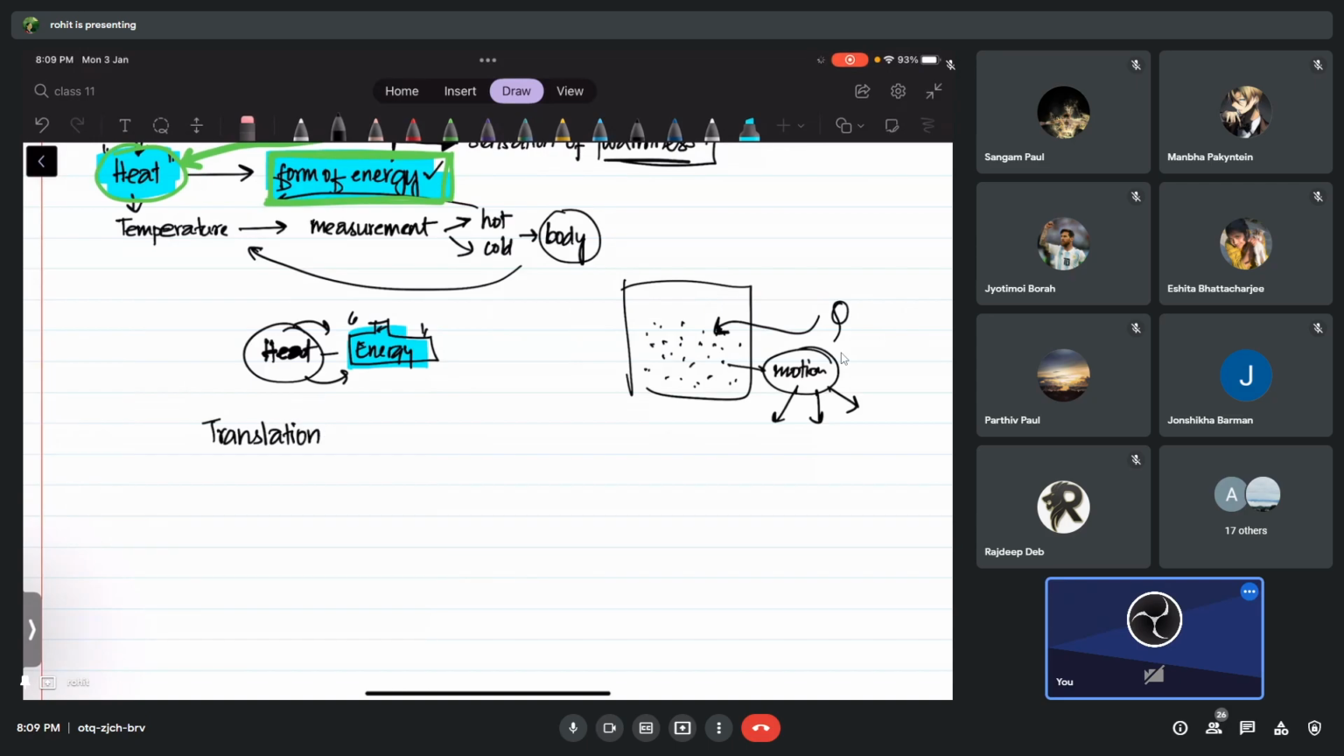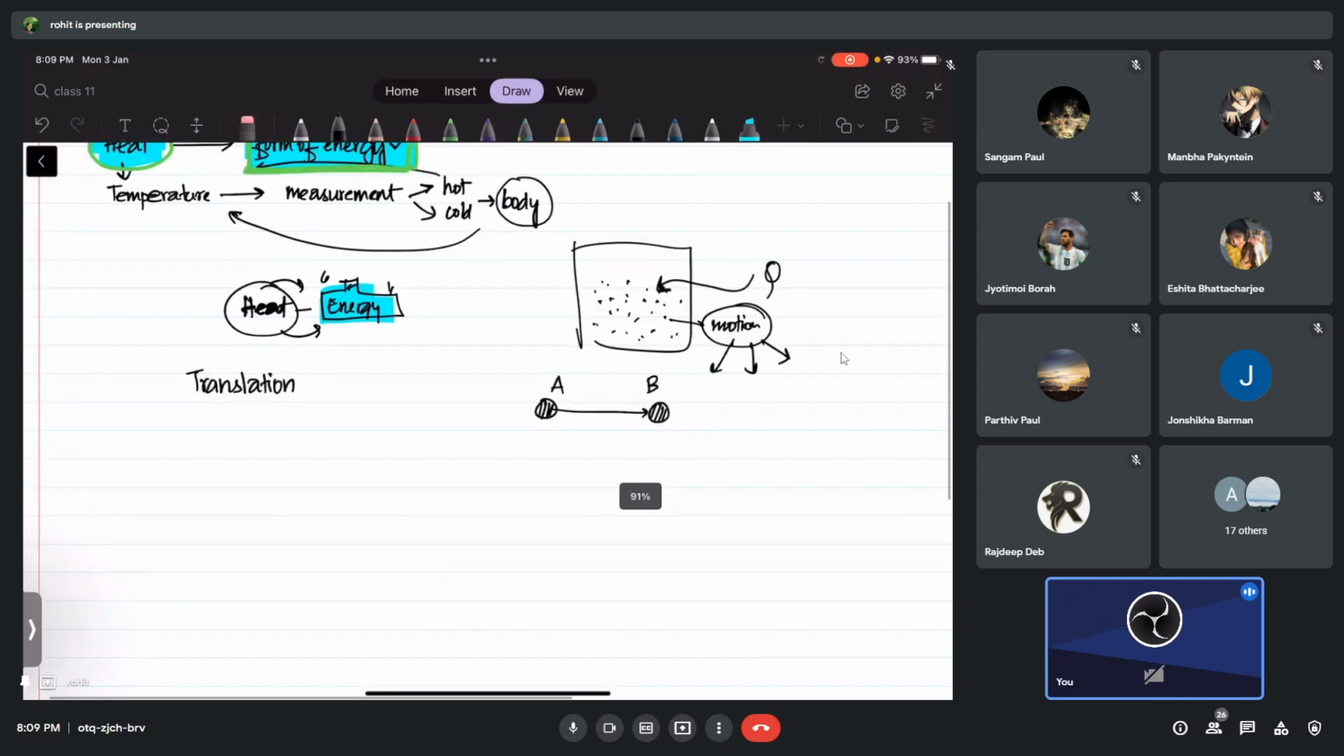You know the meaning of translational, no? If the particle or the matter is moving from one point to another point, A to B, we say such motion is what motion? Translational motion. Another thing, matter can use up energy to vibrate. Okay, it can also happen.